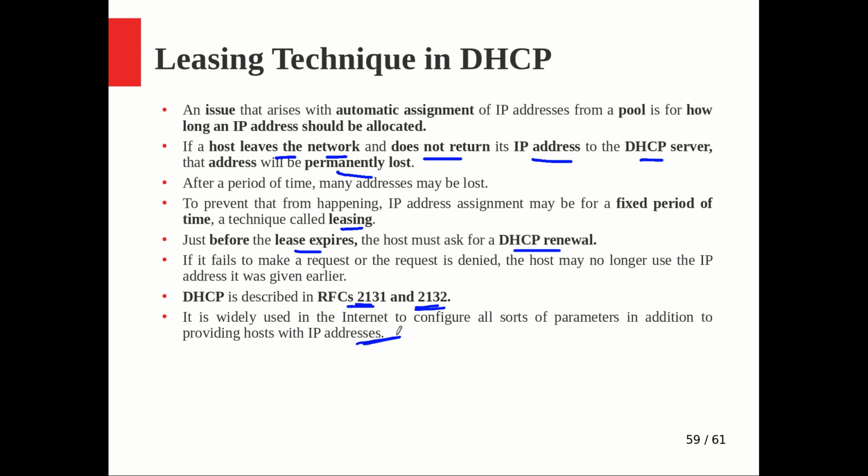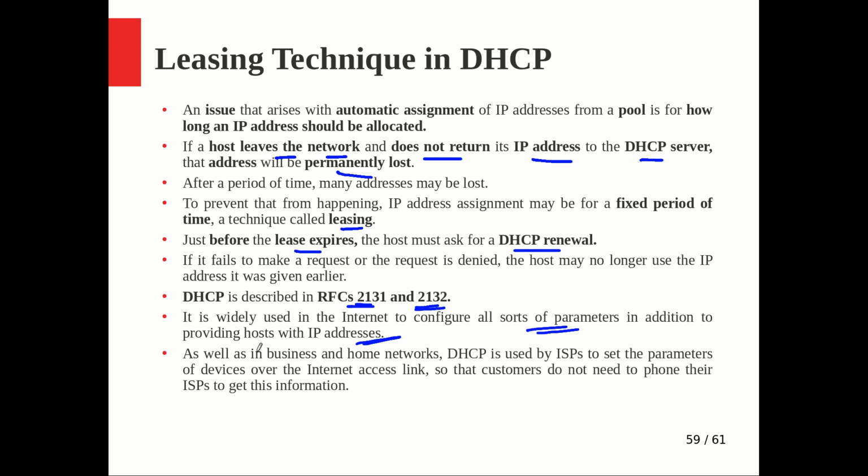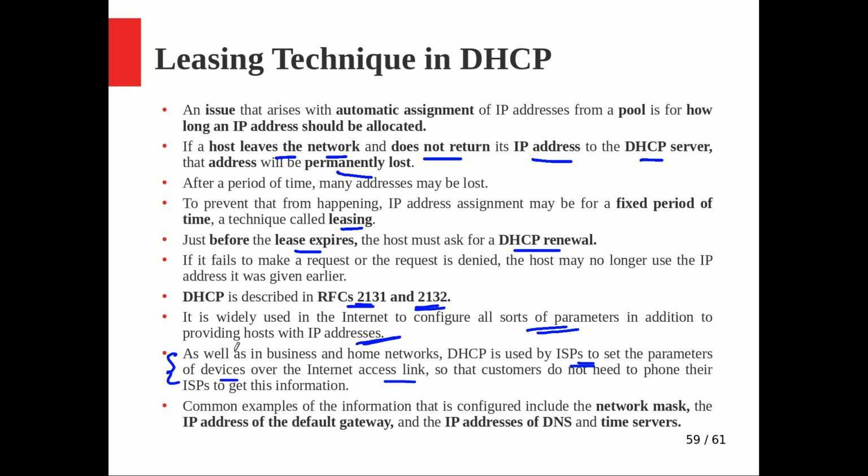What we've seen so far is the configuration of the IP address dynamically, but not only the IP address, you can use DHCP to configure a number of different parameters. As well as in business and home networks, DHCP is used by most internet service providers to set the parameters of devices for internet access, so that customers do not need to phone their internet service provider for that information. Automatically, with the help of the DHCP protocol, they will configure everything on your machine.